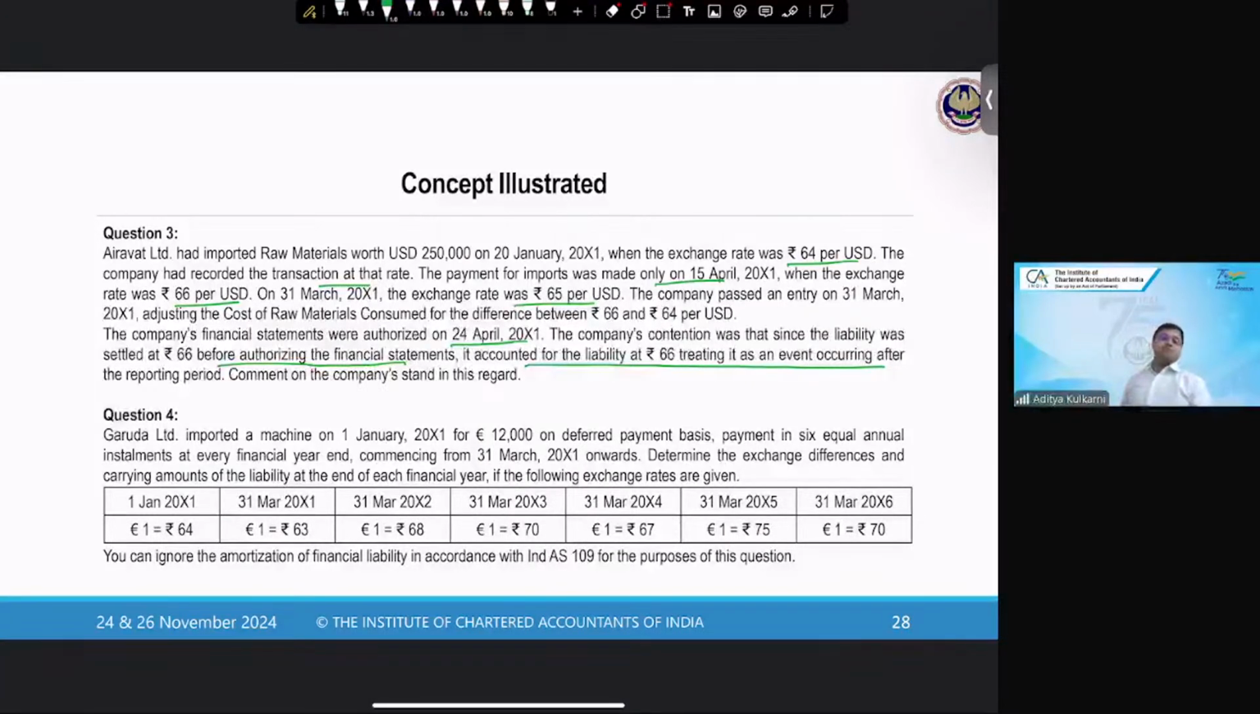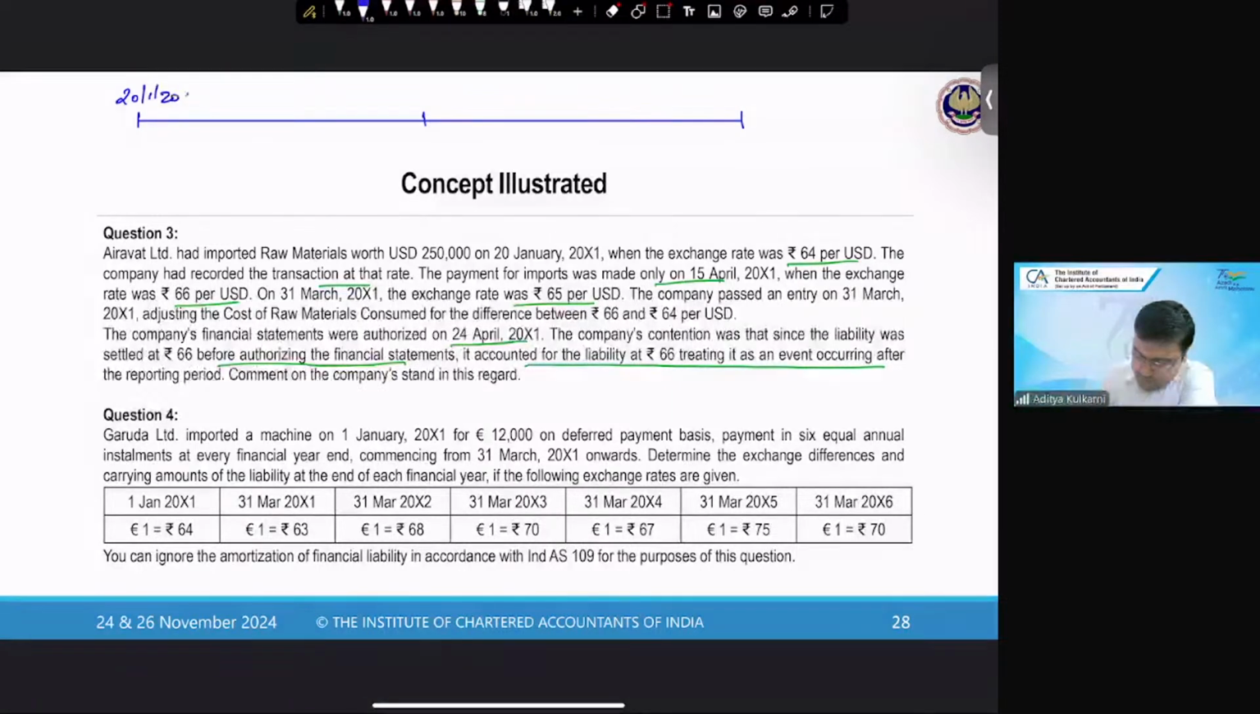What is the company doing here? Sir, here in this question, it is not a capital item, sorry, it is a raw material. Yeah, that's right. So it is a P&L item also, and we have to consider the average rate.